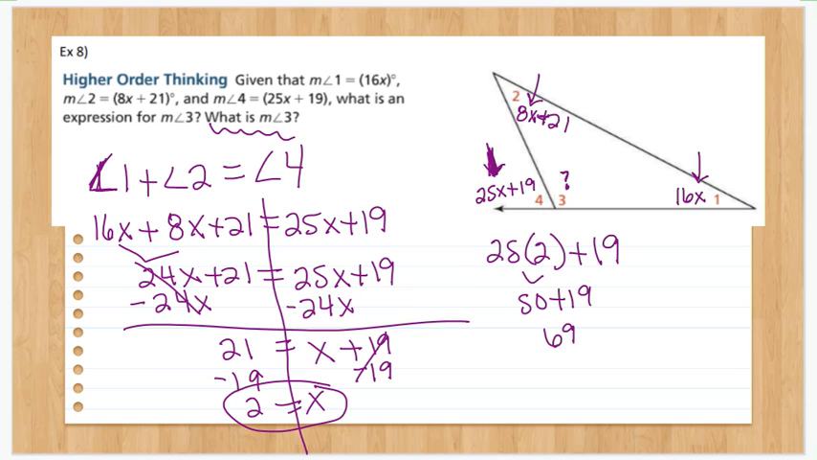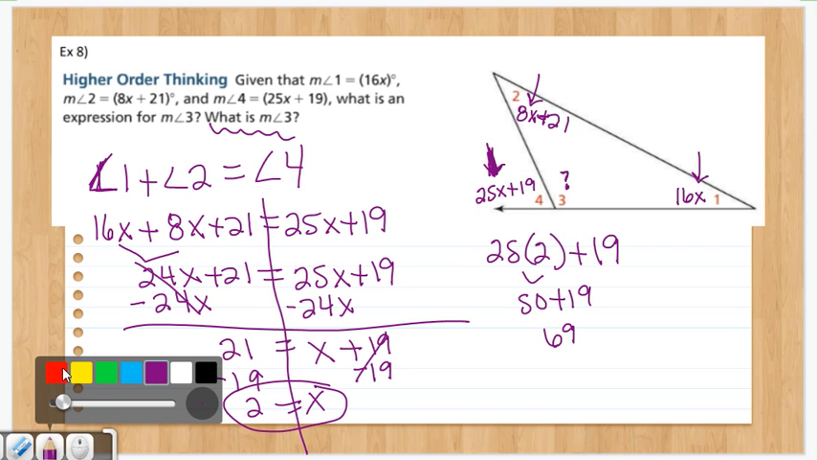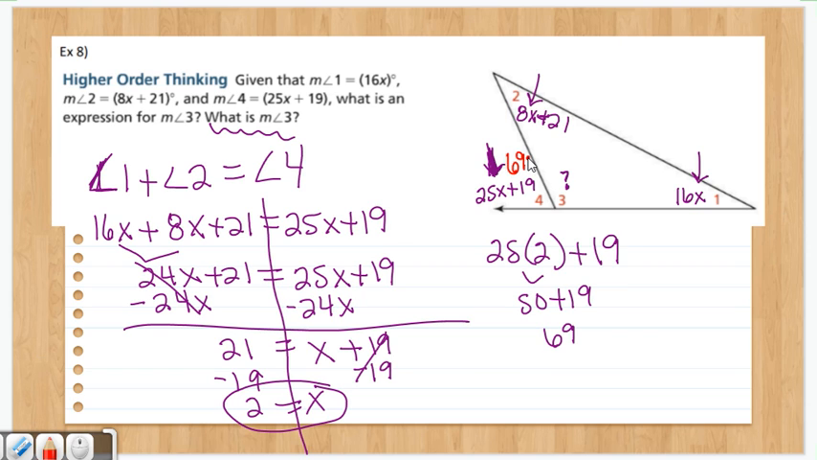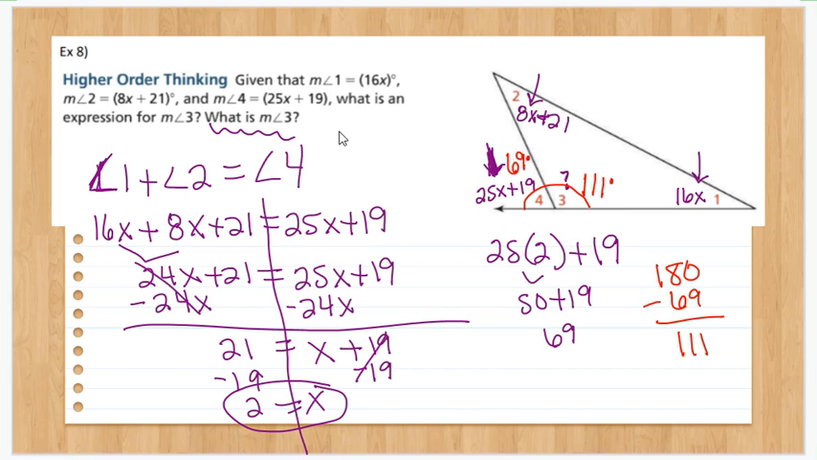So angle 4, let me switch colors. I'm going to get a red. Angle 4 is going to be 69 degrees. Well, remember angle 4 and angle 3, they make the straight line. So now I can do 180 minus 69. And that gives me 111. So I know that angle 3 has to be 111 degrees. So the measure of angle 3 is 111 degrees.